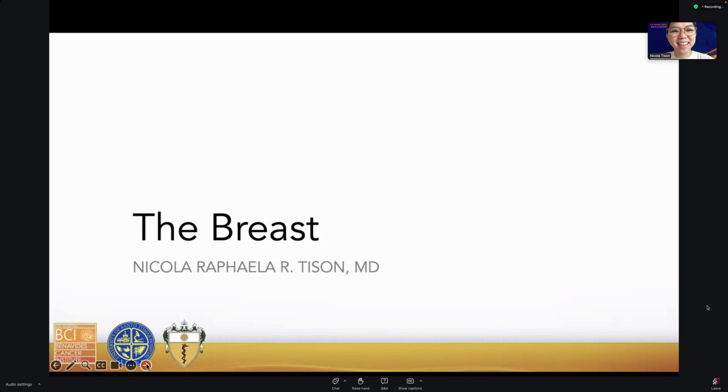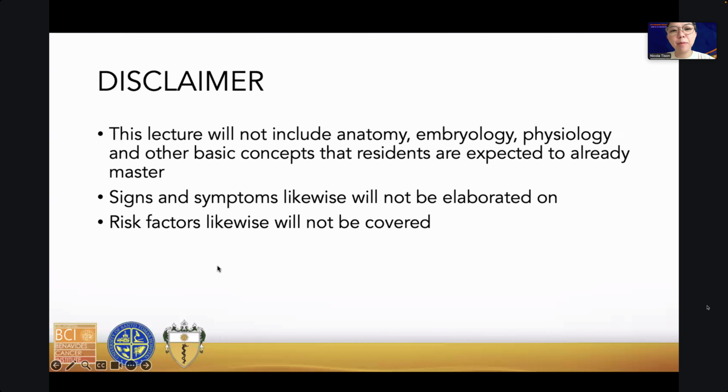Make it quick. So, just as a disclaimer, I will not anymore discuss anatomy, embryology, physiology, and other basic concepts that we expect the residents to already master even before they started residency, as well as signs and symptoms, risk factors, and other benign pathologies.